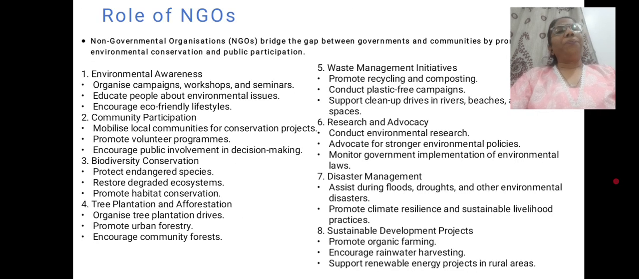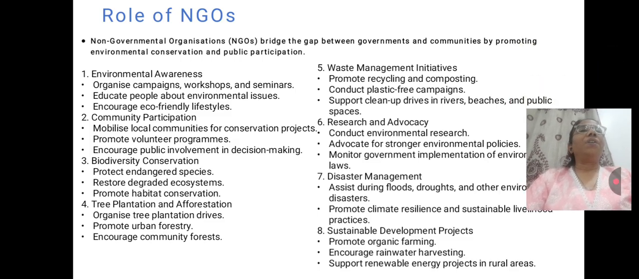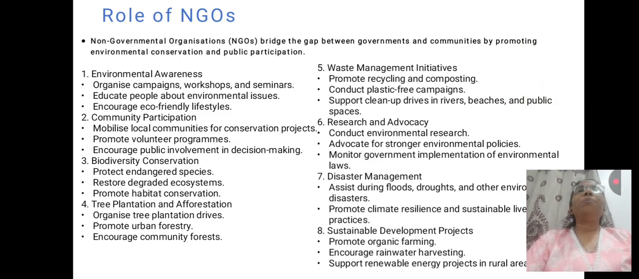Like the government, various non-governmental organizations are also there. Non-governmental organizations, in short NGOs, also play an important role. How? Non-governmental organizations bridge the gap between governments and communities by promoting environmental conservation and public participation. So let us discuss the role of NGOs.